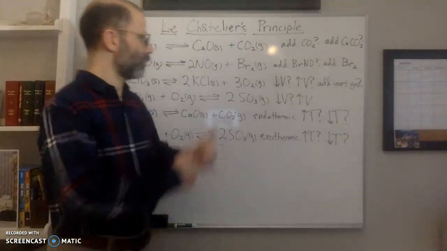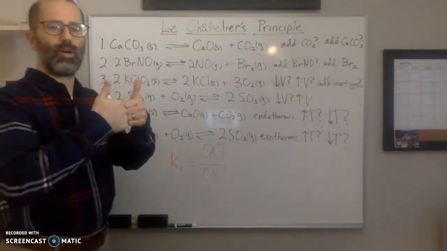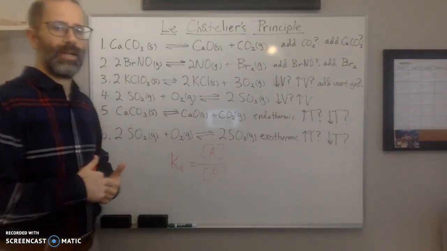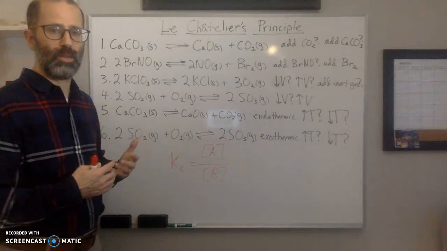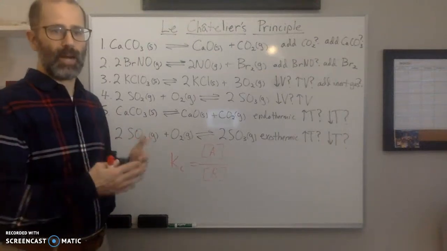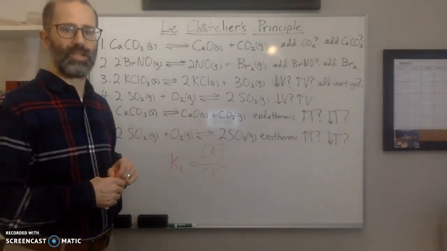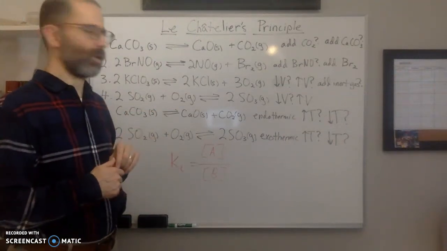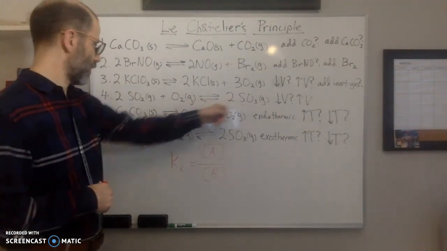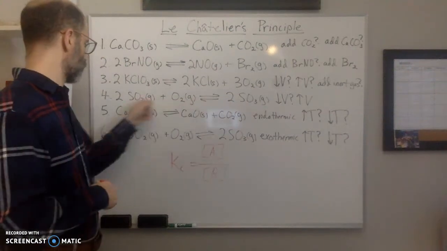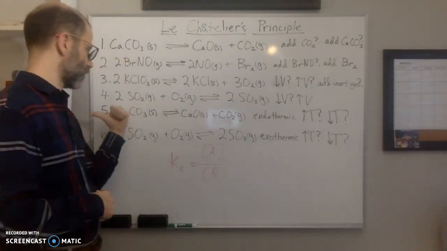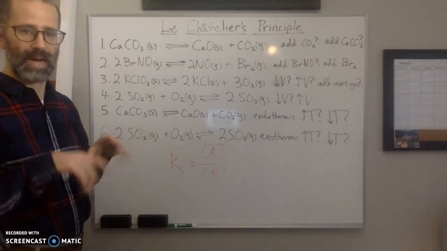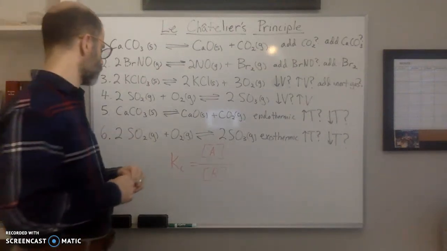Again, if I increase the volume, increasing the volume is going to decrease pressure. If I decrease pressure, that means in order to reach equilibrium again, I've got to get that pressure back up. I've got to go in the direction that's going to increase the pressure. So I'm going to go in the direction that's going to increase the number of particles. So here's 2. Here's 3. So I'm going to go in this direction to increase the number of particles, which is going to increase the pressure and get back to where equilibrium was.